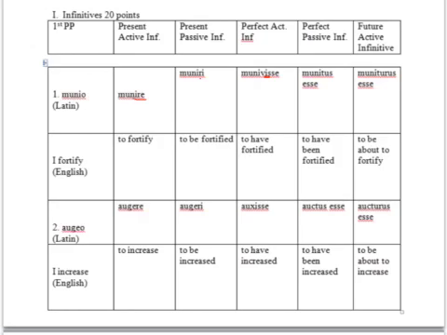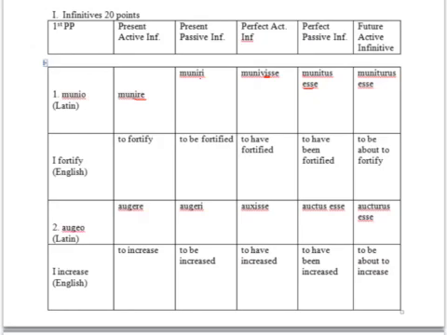And then the perfect passive infinitive is the perfect passive participle, which is the fourth principal part plus esse, to have been fortified. And the future active infinitive is muniturus esse. It is the future active participle plus esse.